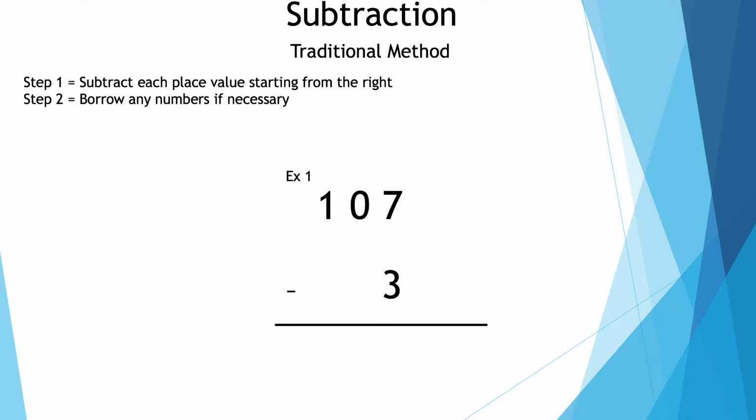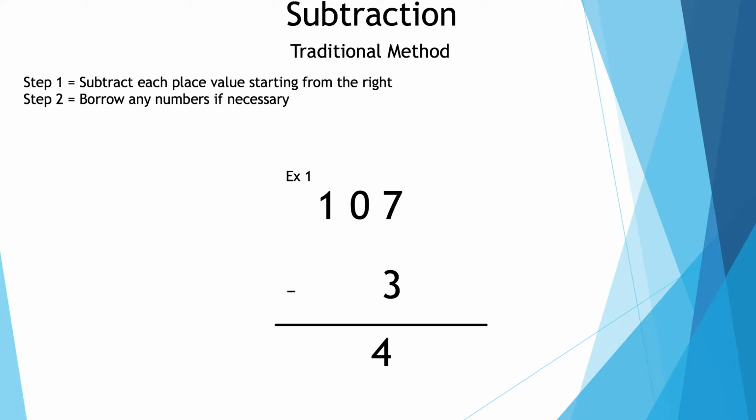Here we have it already set up. Step 1, subtract each place value starting from the right. Step 2, borrow any numbers if necessary. There's going to be about 7 examples for us to go over. Each one is a little bit different from the last. So let's go ahead and get started.